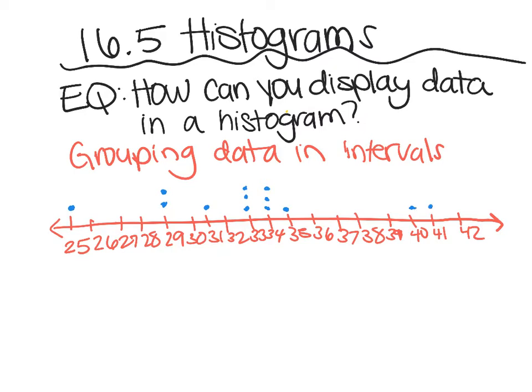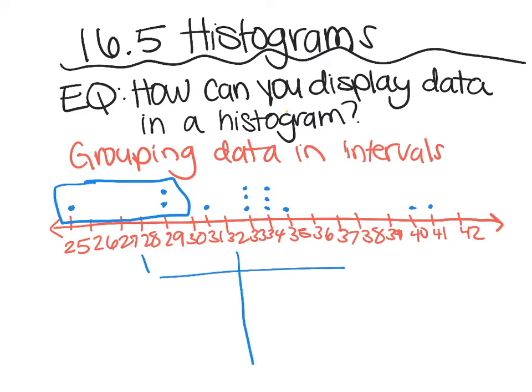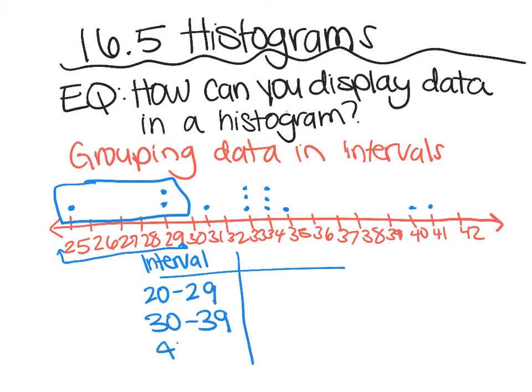And I'm going to group these in intervals of increasing by 9. So I'm going to say 20 to 29 is going to be my first interval. I'm going to create an interval chart down here. It's just a T-chart. On the left-hand side, it's going to be the interval, which is going to be from 20 to 29. Next, I'm going to do 30 to 39, and last, I'm going to do 40 to 49. So I'm just grouping my data.